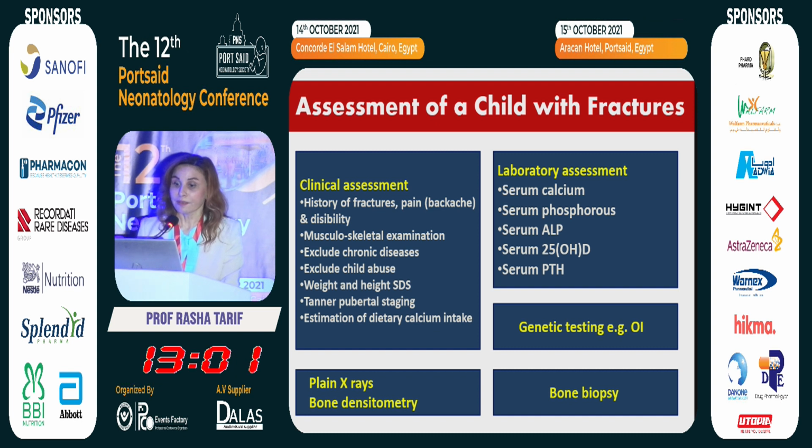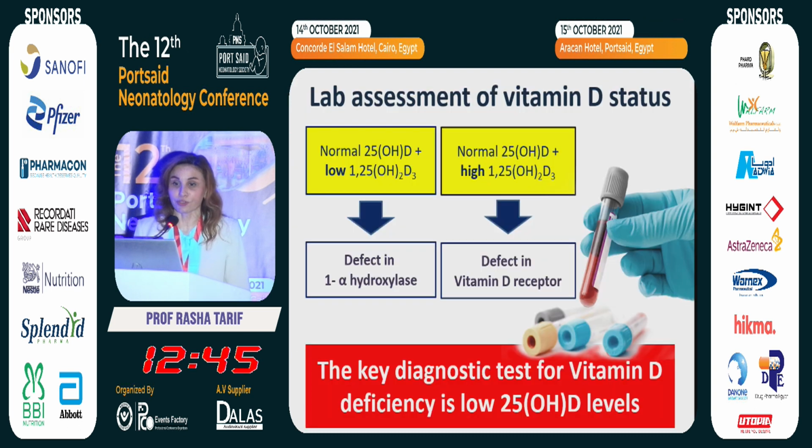Plain X-ray and Dexa scan. It is very rare to do genetic testing in some types of osteogenesis imperfecta, and very rare to ask for bone biopsy. But this is the general plan for any child with recurrent fractures.